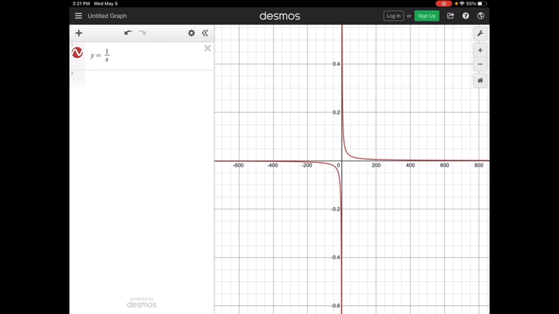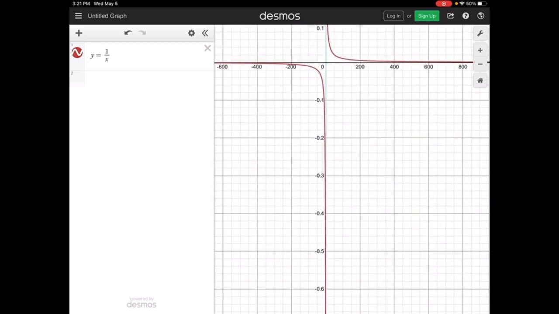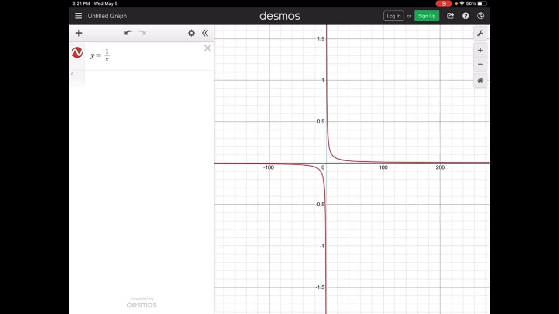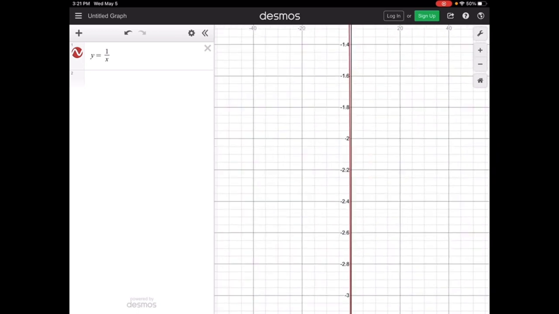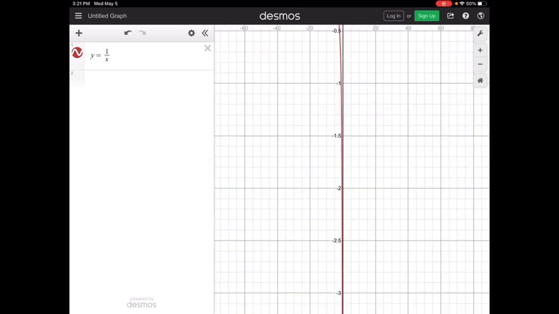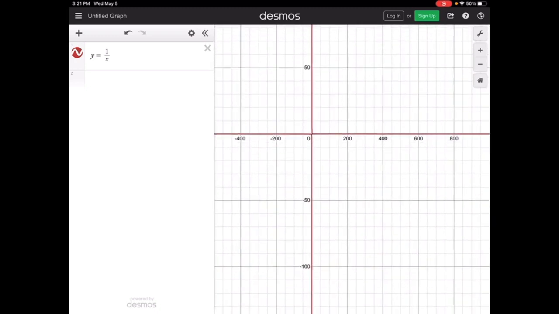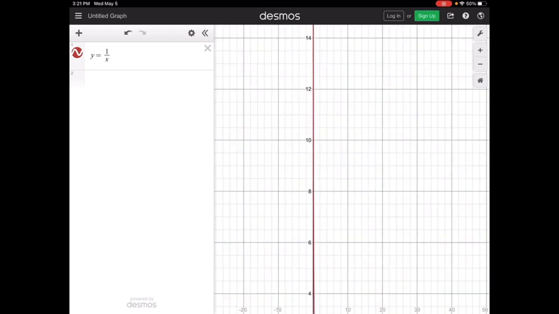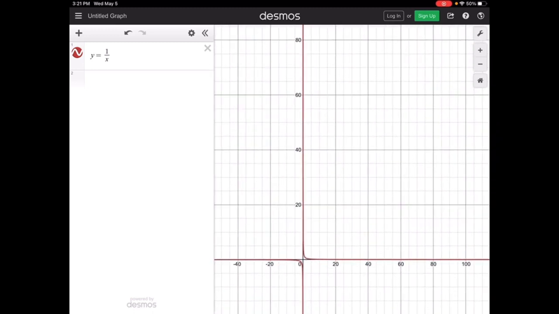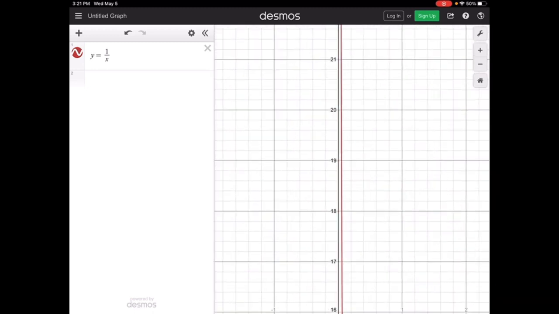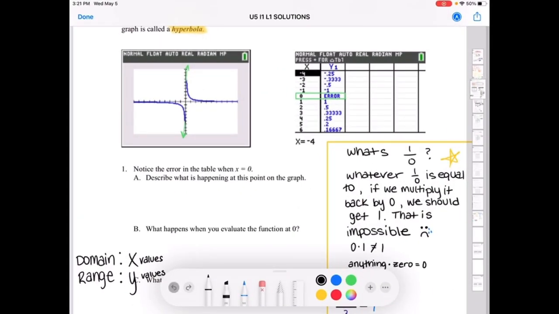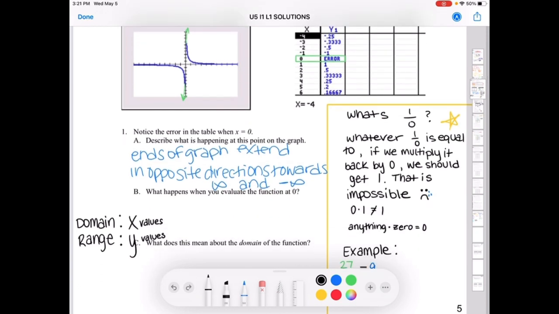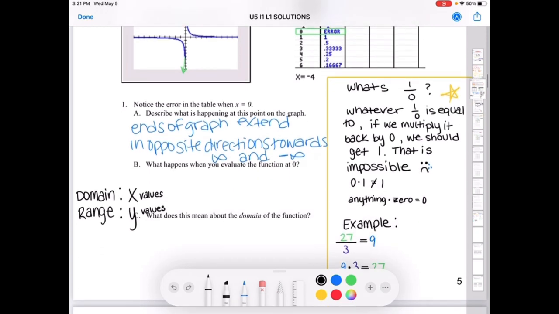So if you're looking at our x values and our y values on our y-axis, well, on these ends of the graph, as our y value is going towards positive infinity, our x value is going towards 0. And the same thing happens up here with our positive y values. As our y is increasing, our x keeps going closer and closer to 0, but if you zoom in, you'll see that it never touches it. So you could see that the ends of the graph extend in opposite directions towards negative infinity and positive infinity.